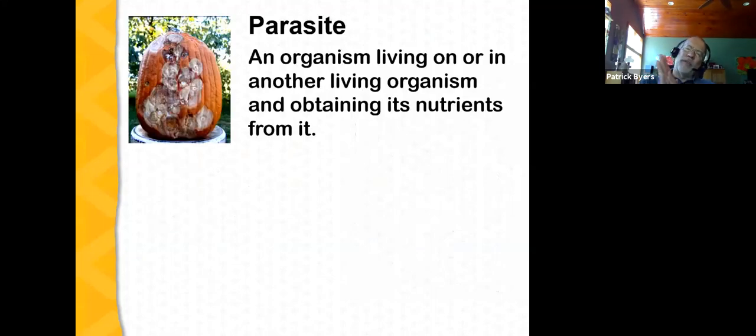A couple of other terms, and these are the terms parasite and saprophyte. Now, most plant pathogens we consider being parasites. These are organisms that live on or in another living organism, and they obtain their nutrients from it. So looking at that pumpkin there, we notice that we have these circular areas where the pumpkin is rotting. That's an example of an organism that is deriving its sustenance, its nutrition, from another organism, in this case the pumpkin. So that's an example of a parasite. So again, an organism living on or in another living organism and obtaining its nutrients from it.